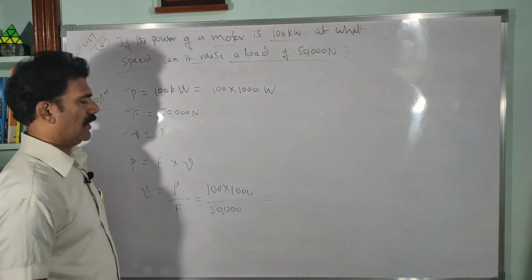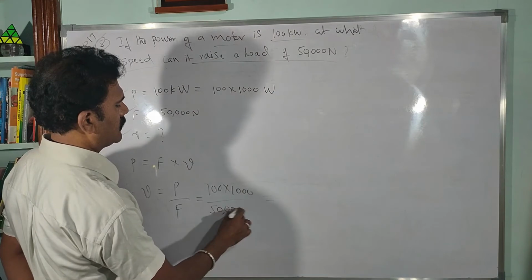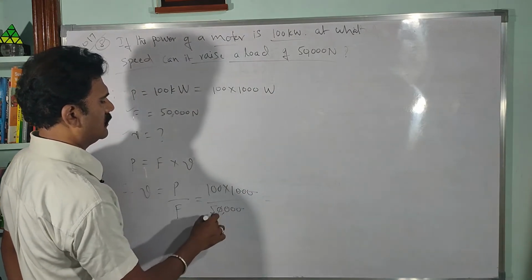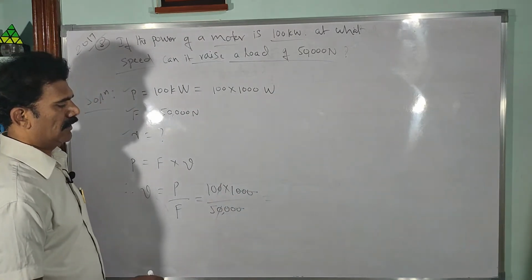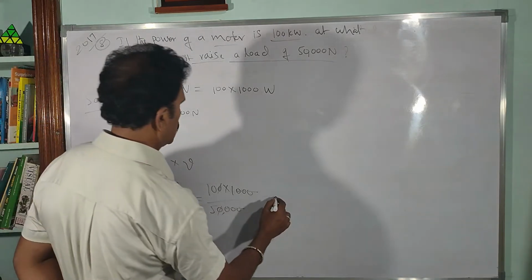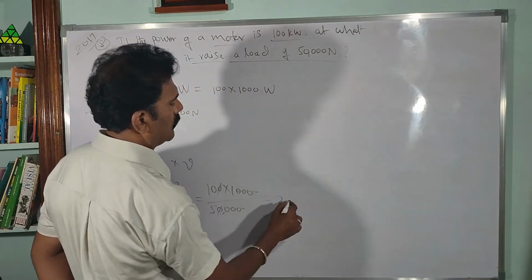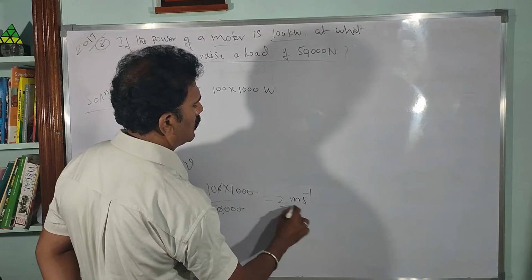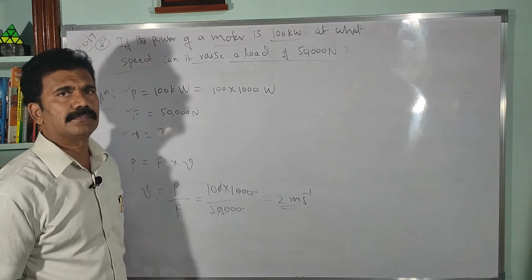Cancel the number of zeros, these 3 zeros, and 0 and 1 zero here. 10 by 5 is equal to how much? Just 2. So speed is how much? 2 meter per second. That's it.